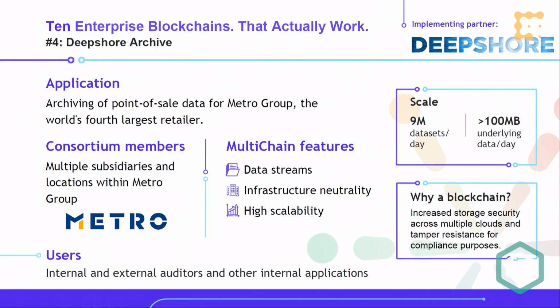The answer is that DeepSure built a system that enabled Metro to store their data across multiple different cloud providers. And what they have is a blockchain which is being used to keep track of the metadata of that information and also of a hash of each piece of that information. So there's a blockchain network running inside the Metro Group in different departments, in different geographies. Onto that blockchain, they're putting the metadata and they're putting the hashes of the point-of-sale data. And the data itself is being stored in all sorts of different places and all sorts of different cloud networks. We're talking about a reasonably large scale here, 9 million data sets per day. And those data sets represent over 100 megabytes of underlying information that is stored in the cloud. But it's the hashes and the metadata of that storage which is going in the blockchain.